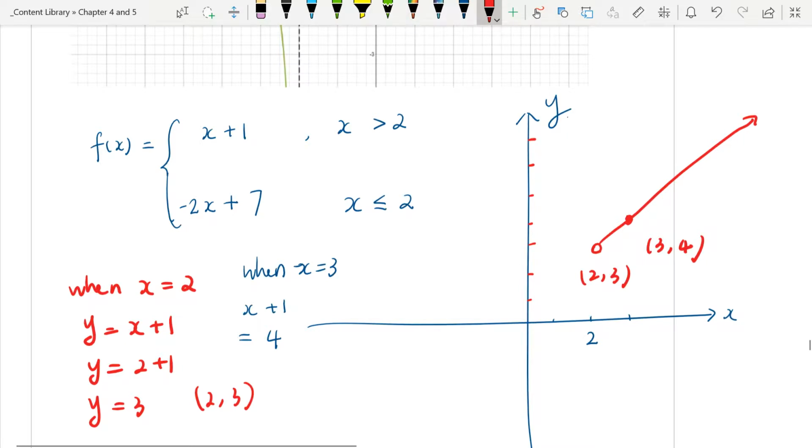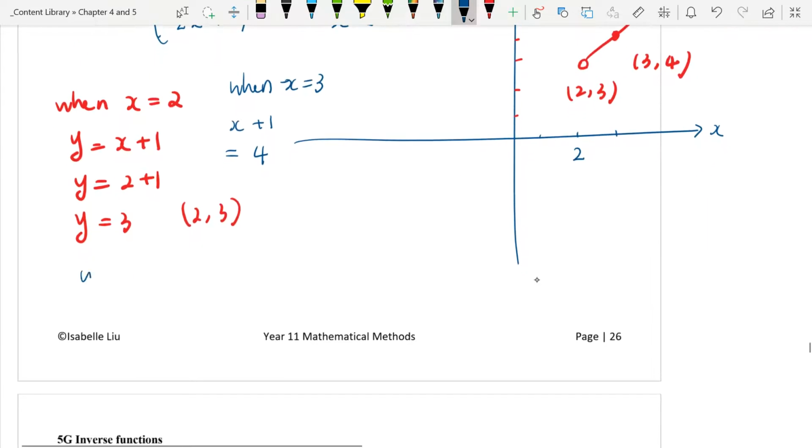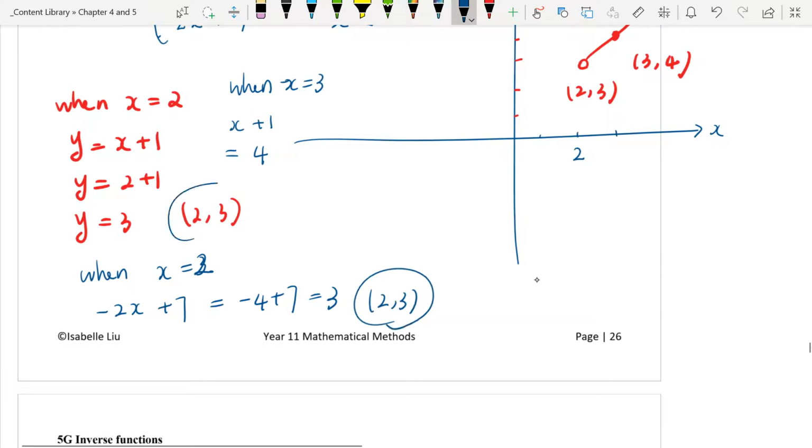But if you think about the left-hand side function, smaller than or equal to 2. If I sub x equals 2, because that's the endpoint, minus 2x plus 7 equals minus 4 plus 7, which equals 3. So I have the same point as the right-hand side function, but this one is an open circle and this one is a closed circle. The open circle and closed circle are both the same point.